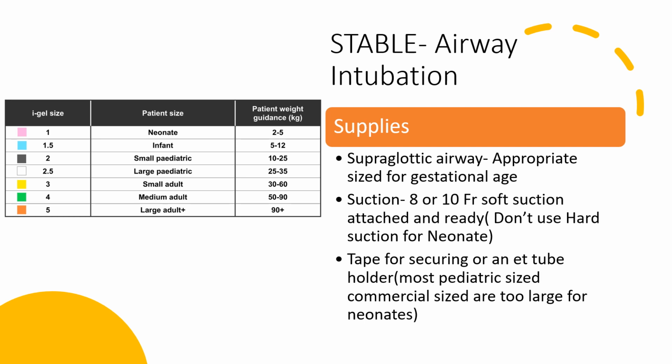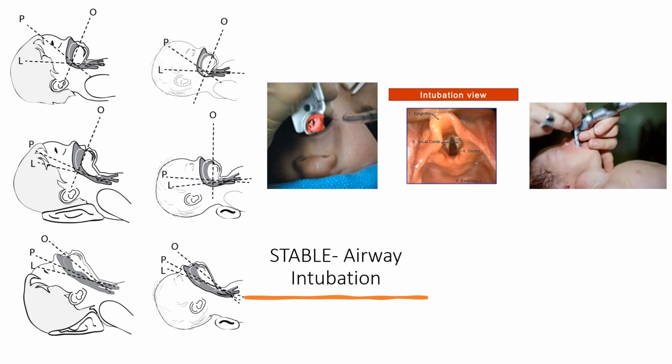For i-gel sizes, if you have the smaller sizes, and the colors associated with them: 1 for neonate, 1.5 for infants, 2 and above. We'll go down that route. They're all weighted. You can look at the weight and get a rough idea of what you need to use. That is a fantastic option for most of these patients. Not great for the diaphragmatic hernias.